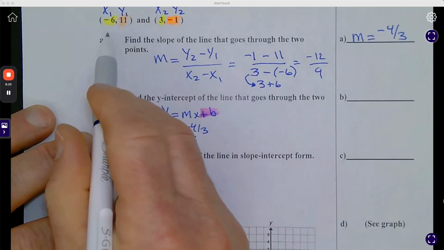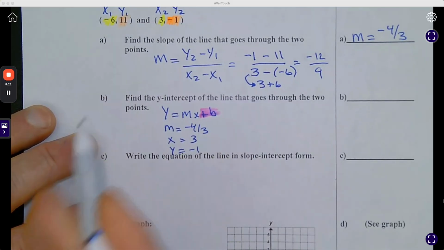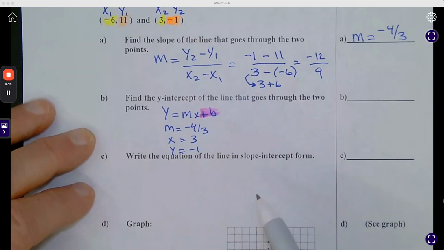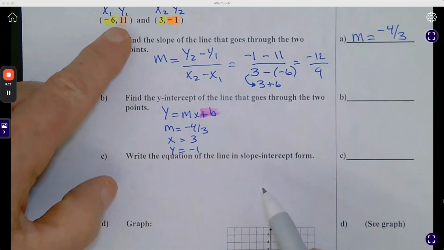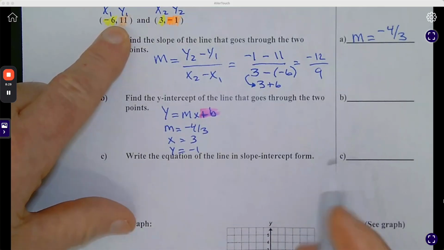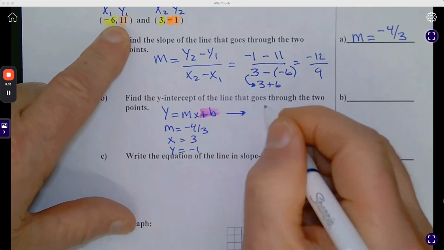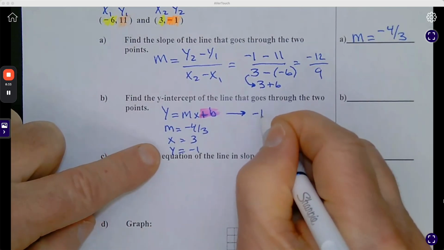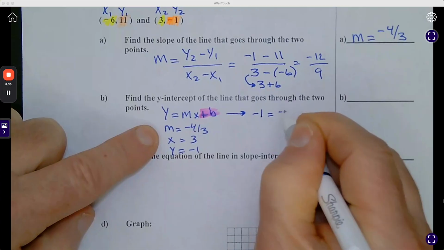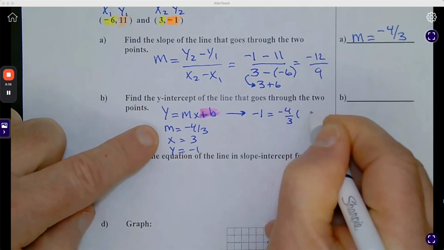You could have used negative 6, 11. If you did, that's right. You're going to get the same answer. So if you paused and then used that one, no worries. Keep watching. You'll see what happens. Your y value becomes negative 1. Your m is negative 4/3. And your x is 3.